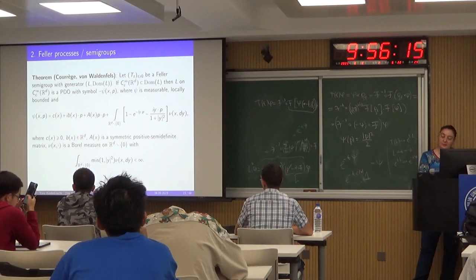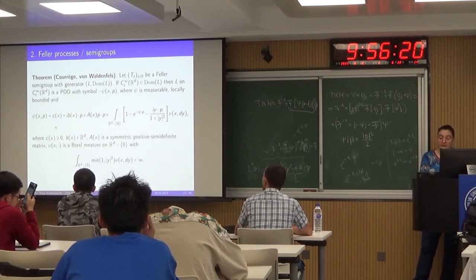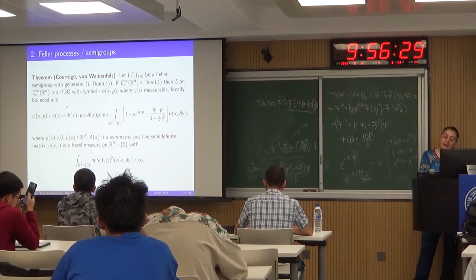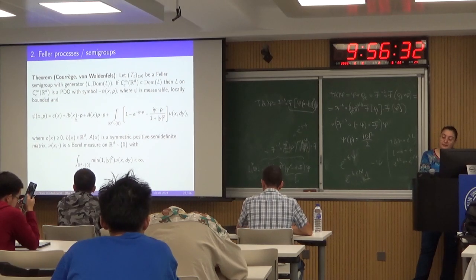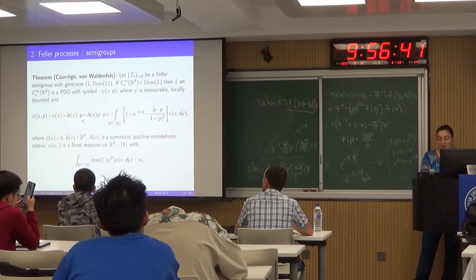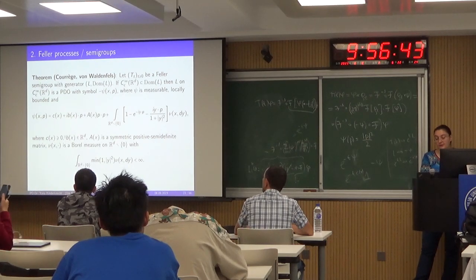So what is what in this terrible formula? So this psi of x,p is the sum of four summands. The first summand is c of x. Such a summand we have already seen. The second summand is i times vector b of x. So for each x, it is a vector in R^d, with scalar product with p. So it's a first order term with respect to p. So c of x is non-negative, b of x is a vector. Now a of x is a matrix which is symmetric positive semi-definite. Then a of x times p is a vector, and then scalar product with p. So it's a second order term.